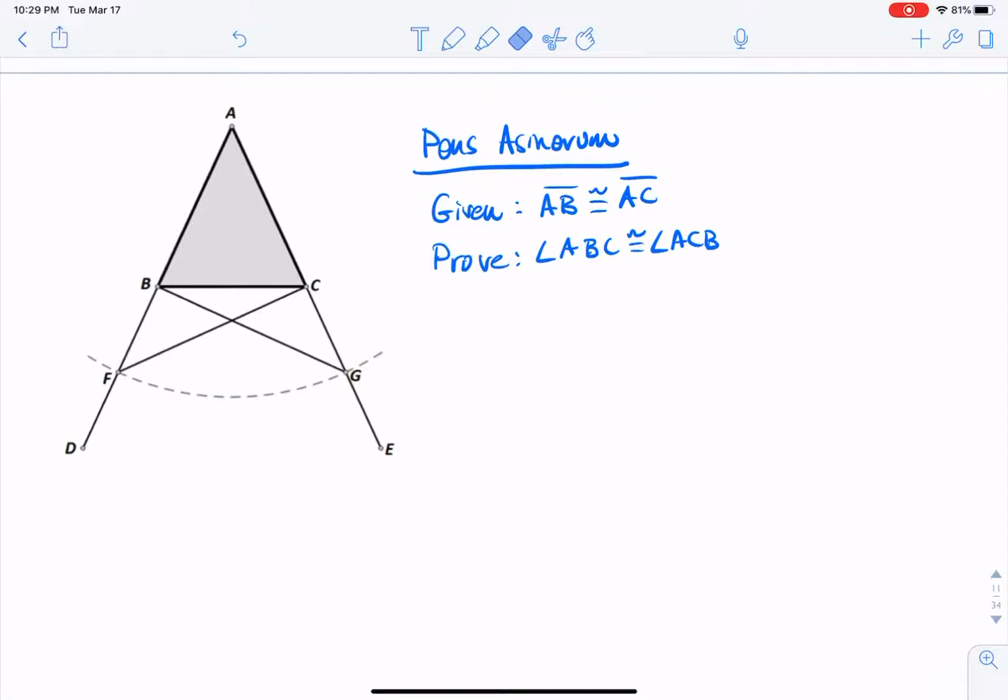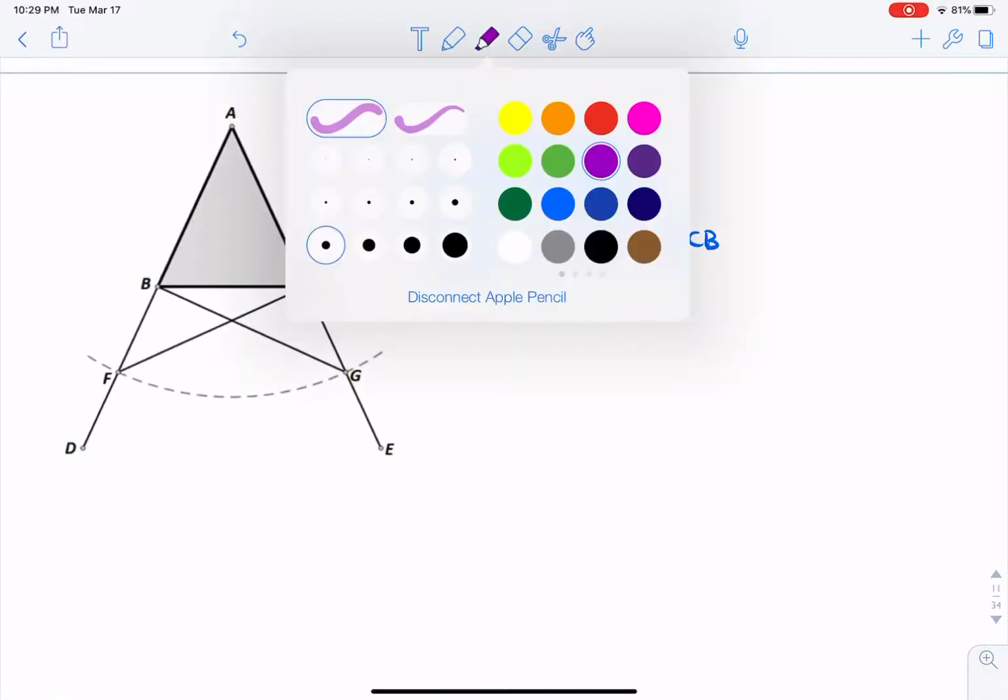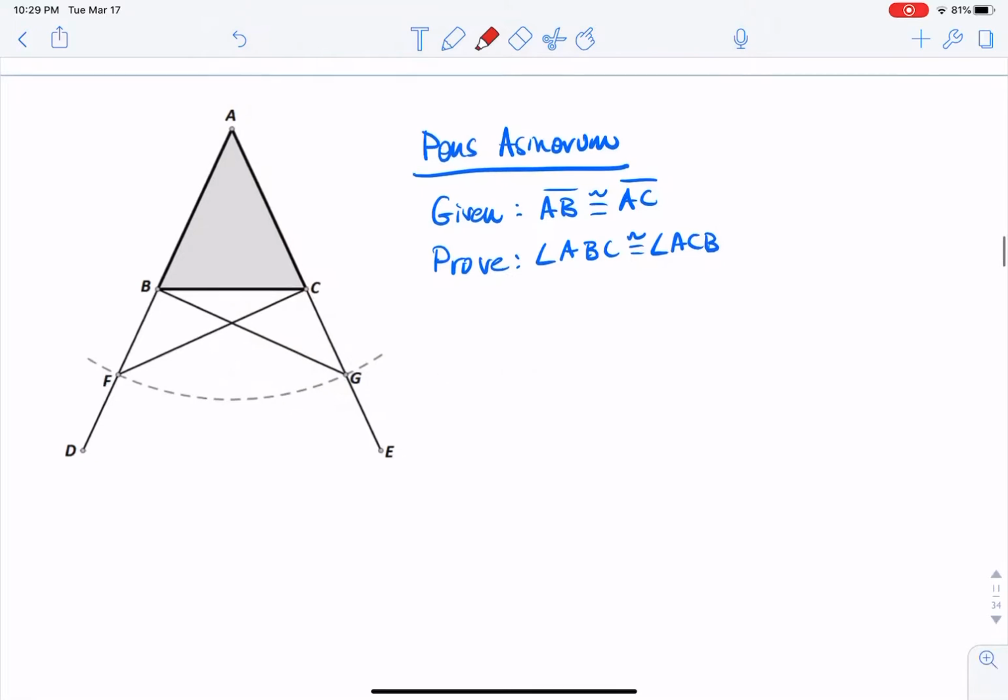And in order to do that, we have to prove one set of triangles are congruent in order to get a second set of triangles congruent. Let's take a look. Here's going to be our first set of triangles. Let's make them red. Our first set of triangles is going to go from F, A to C here.